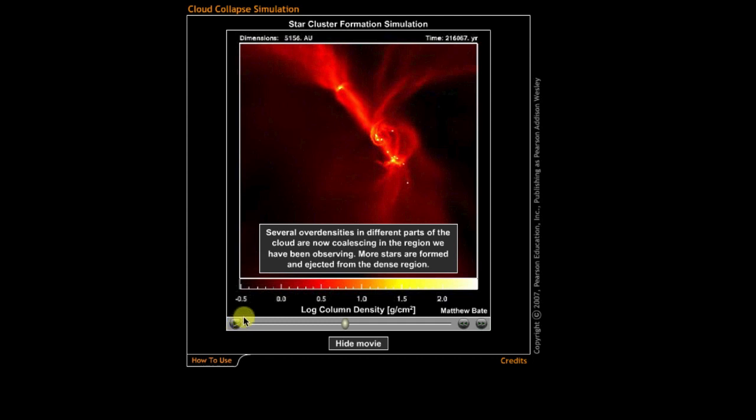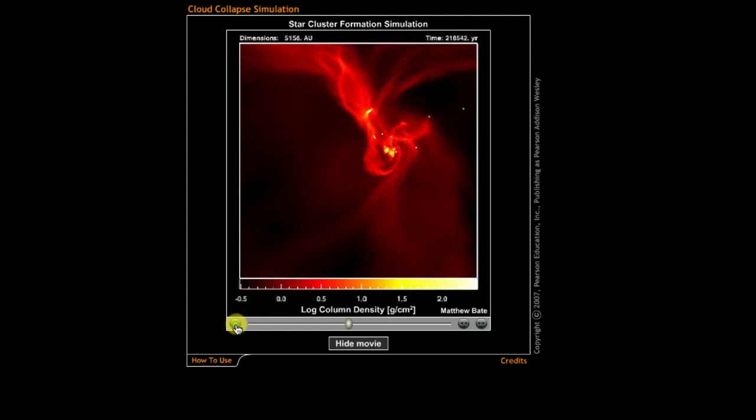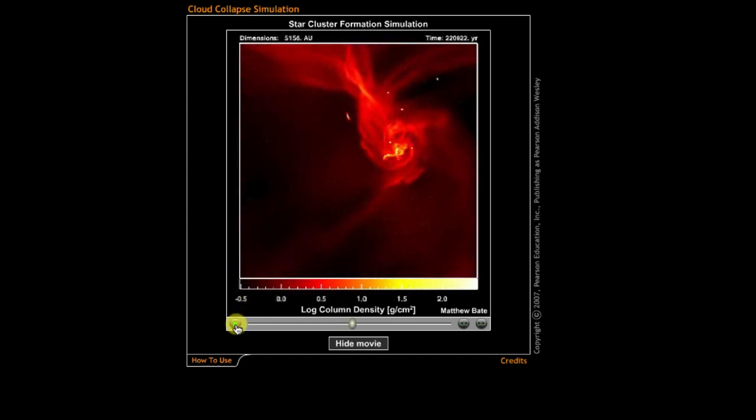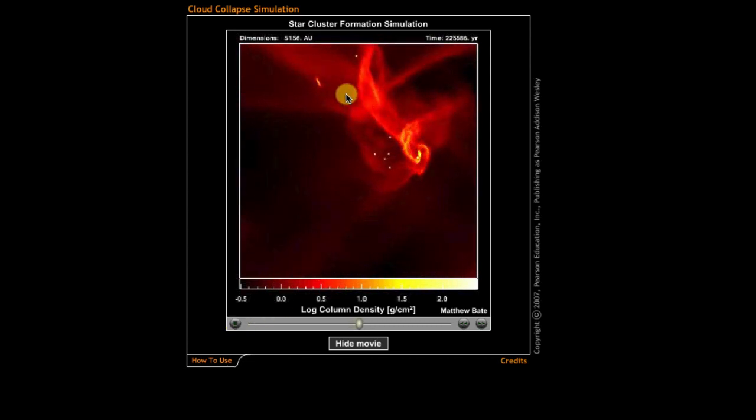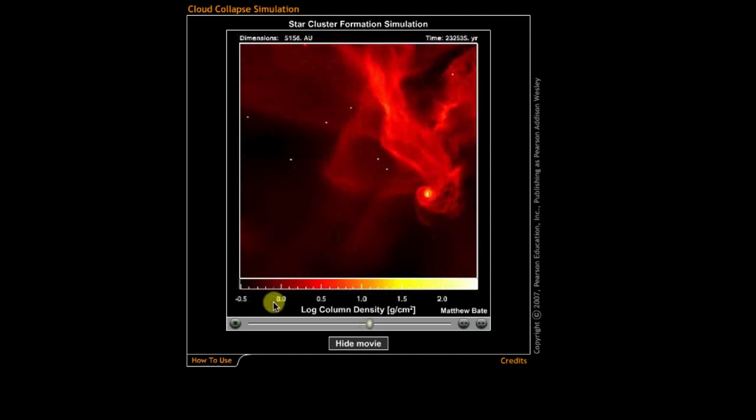Gravity pulls in more material. Several overdensities in different parts of the cloud are now coalescing in the region we've been observing. More stars are formed and ejected from the dense regions. And then it continues to go on, and you can see more stars being flung out through gravitational interactions, and other regions that are forming stars up here, and a lot of star formation in here. And then it'll pause here in a second.